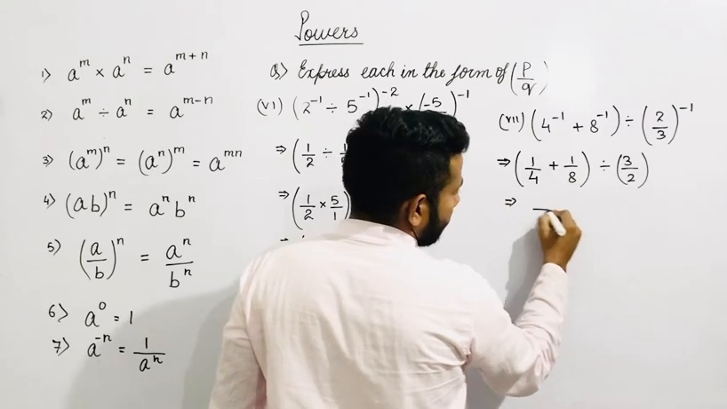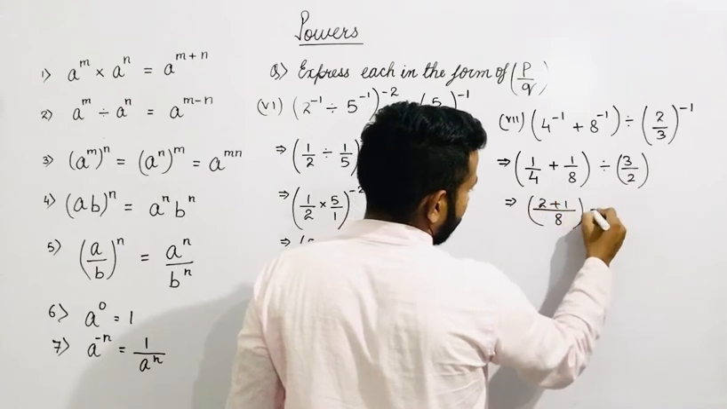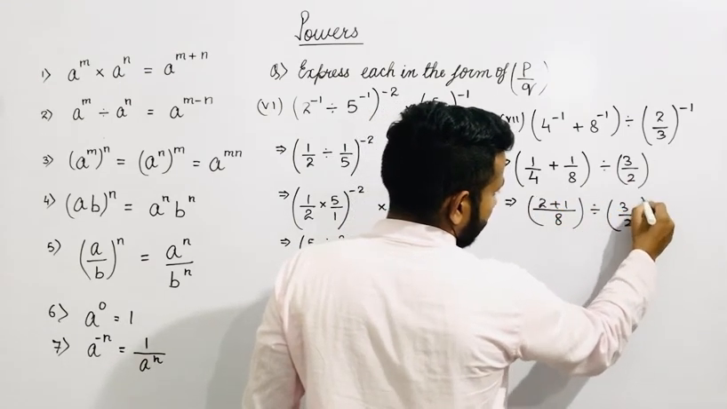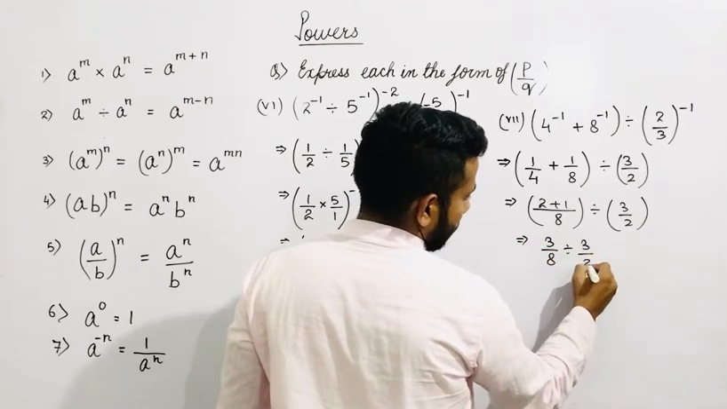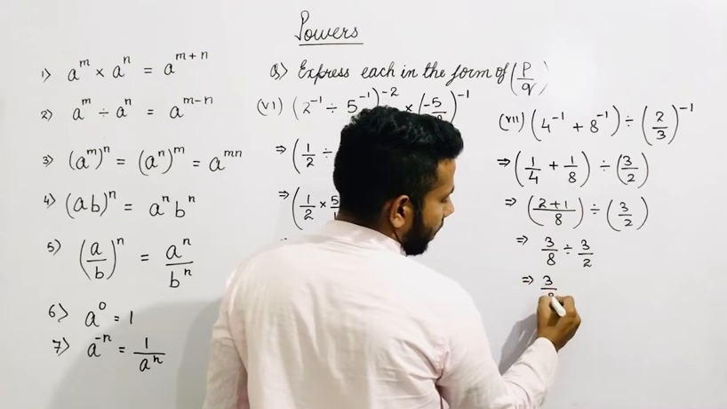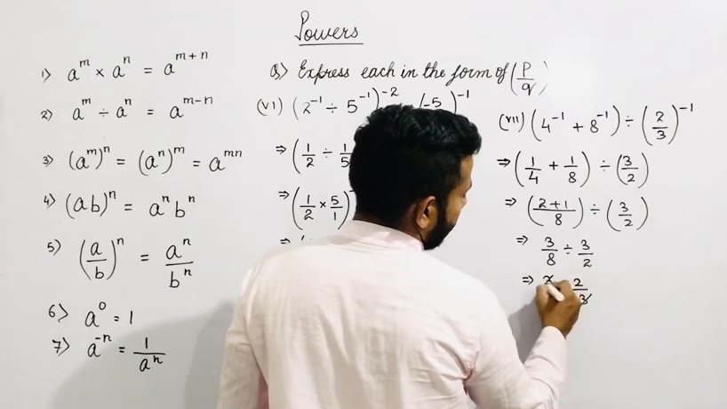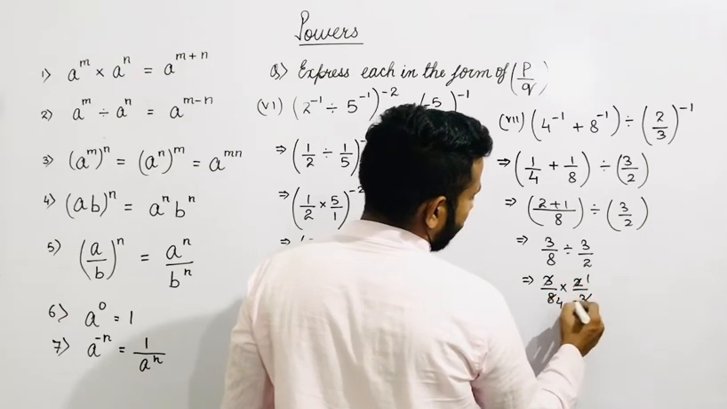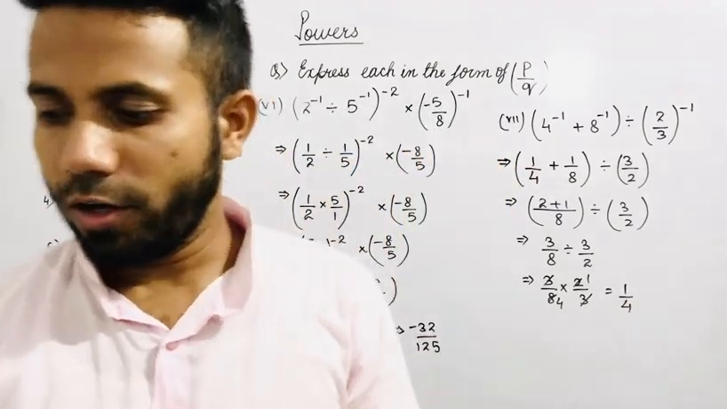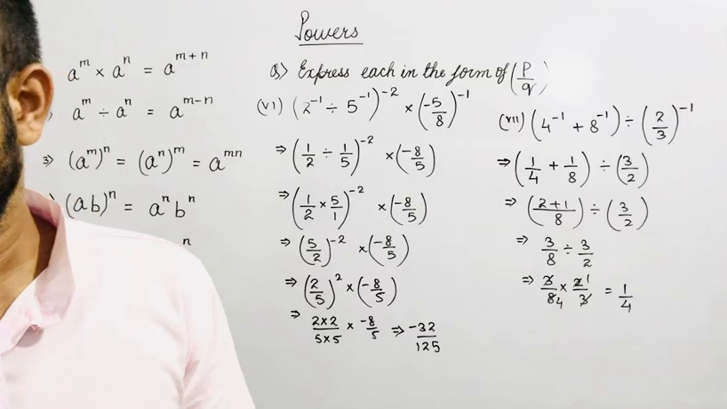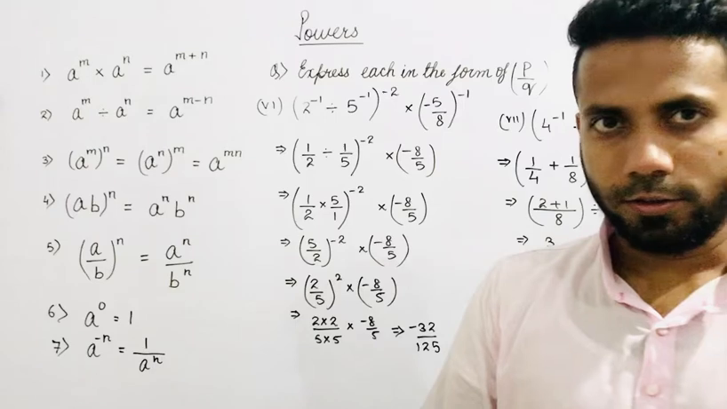So 4 and 8. So 3 by 8 divided by 3 by 2; you take the reciprocal, it will become 2 by 3. 3 and 3 get cancelled. So the answer is 1 by 4. This is how you need to do it. This is not very tough. This is very simple and you need to do it like this only. So is this clear, or did you get it?